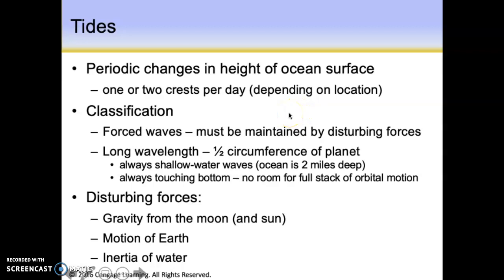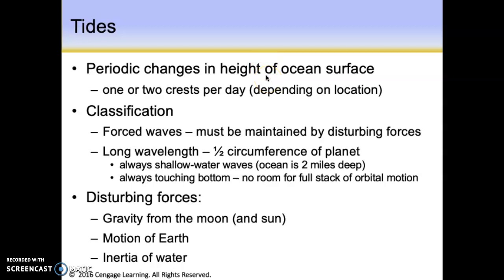A tide is experienced, if you're at the shoreline, as a periodic change in the height of the ocean surface. It feels like sea level is rising and falling once or twice a day, depending on your location. We'll talk about why that is during this presentation.